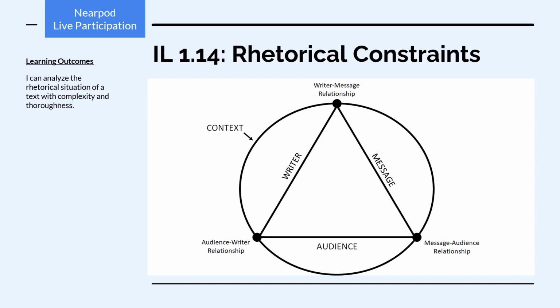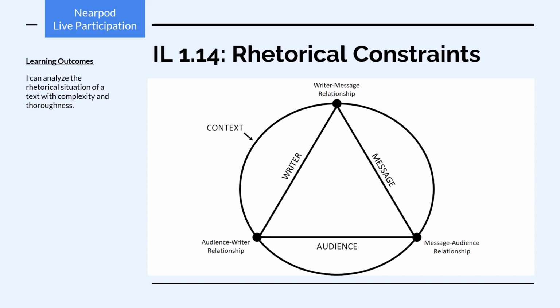The same can be said for the lower right corner of the triangle, where the message, audience, and context intersect. Based on what the message is and who the audience are and the time and place they're hearing it, that also influences or shapes how a writer must deliver the text.